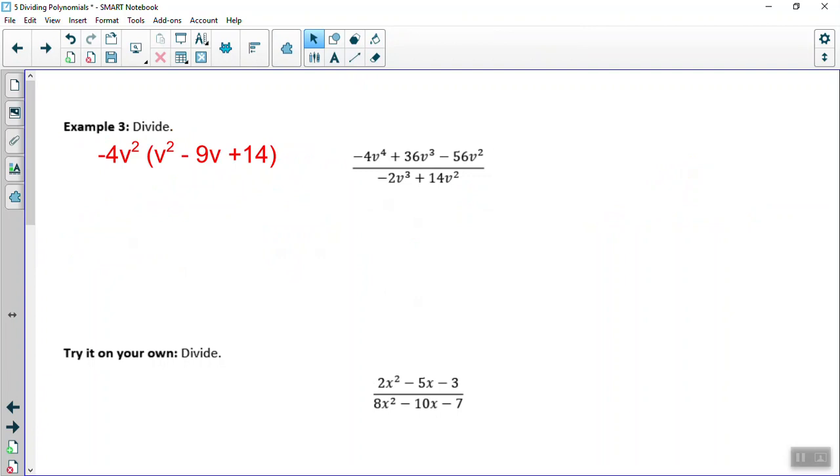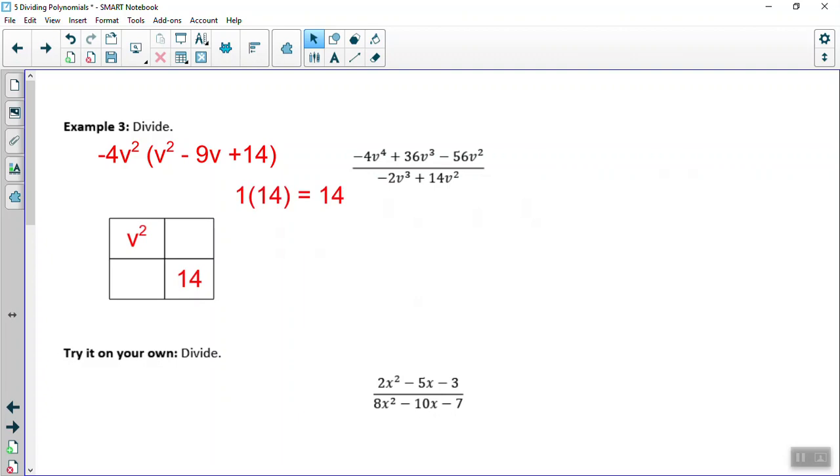Remember, when we divide by negatives, all my signs are going to change. All right, now we can factor this part here. So we set up our box. I've got my v squared and I've got my positive 14. Now let's go ahead and fill in these two spots here. So I do my a times c and I get 14.